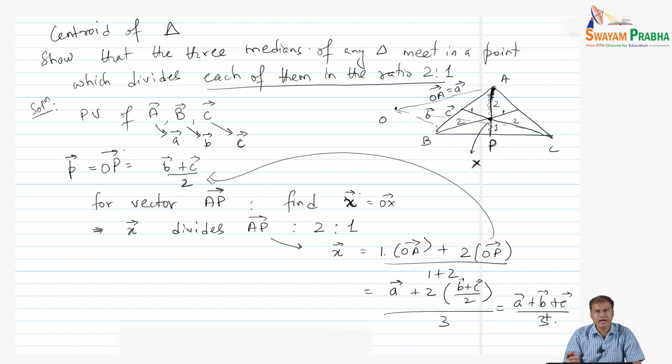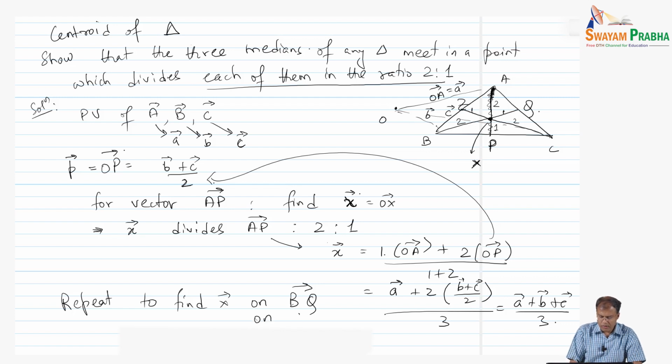Now we can repeat our exercise to find x using the same method on line, let's say BQ, or on the third line, let's say CZ.